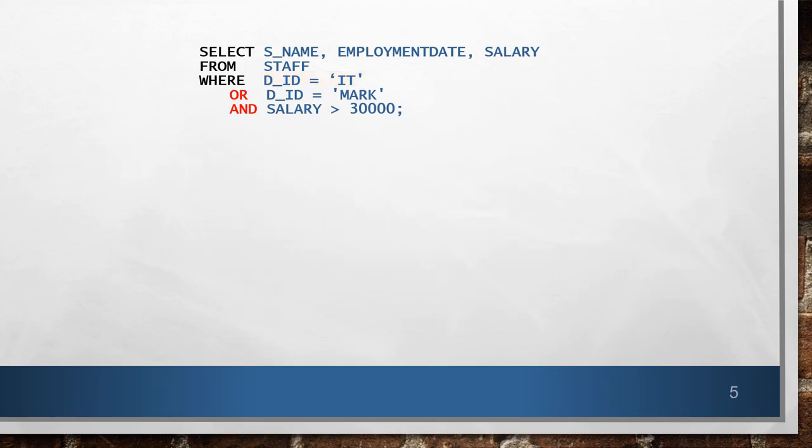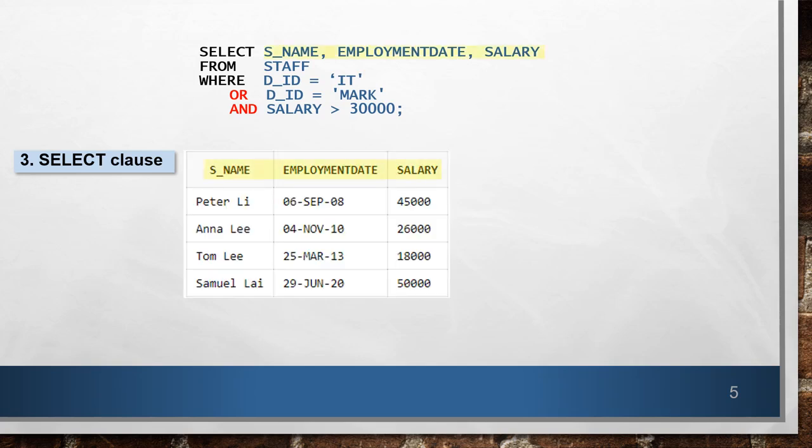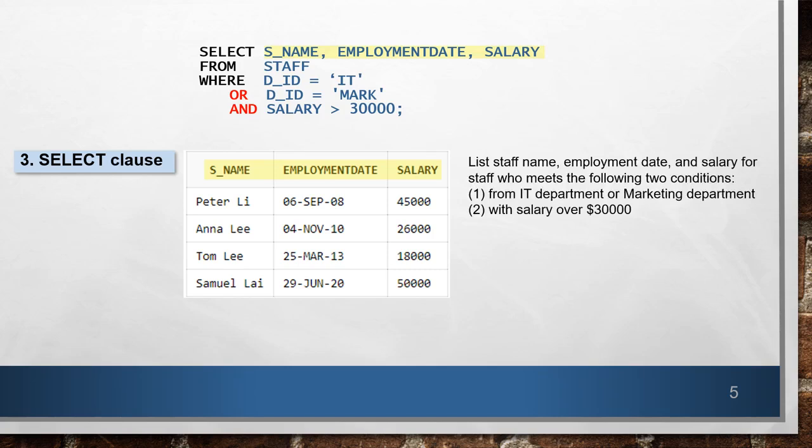After the processing of the from clause and where clause, the DBMS will process the select clause. The select clause specifies that name, employment date, and salary are included in the results. Let's take a look at the results. Is the result correct? The result is not correct. Anna Lee and Tom Lee do not meet both of the conditions. There is something wrong in the select statement.